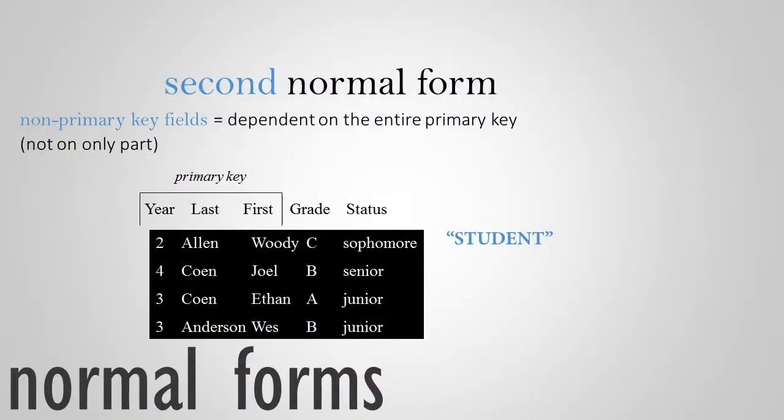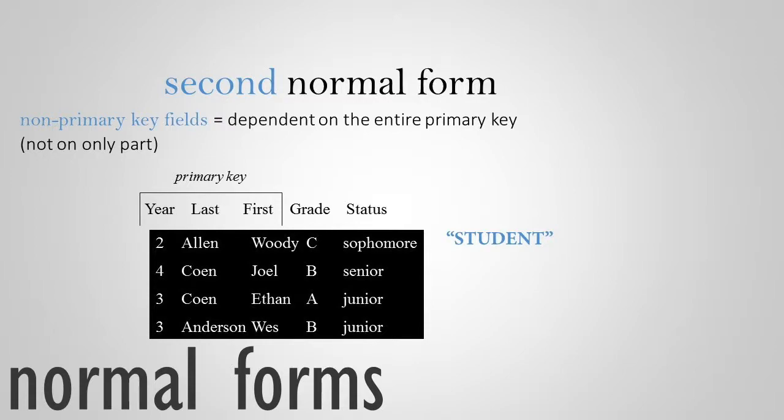The second normal form specifies that non-primary key fields must be dependent on the entire primary key, and not only on part of it. So I mentioned that primary key is usually a single column. However, it can be more than one. If we wanted to use the student's last and first name as the primary key, there's really no reason not to do that. Makes sense in a lot of cases.